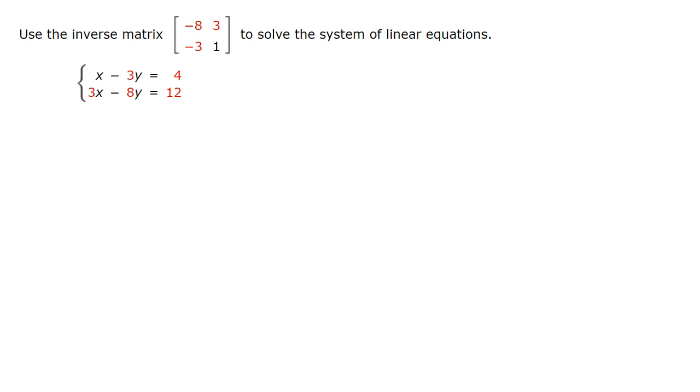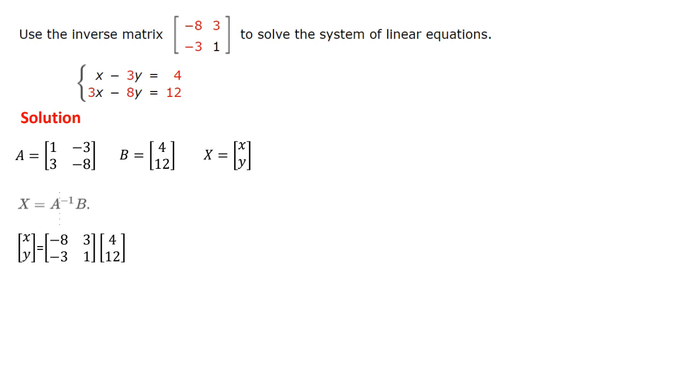So what we need to get from here is your A matrix is your coefficients. So notice that's just 1, -3, 3, and -8. And then B is going to be your constants, 4 and 12. And then X is just your variables, X and Y. Now, once you have your A, then you do the work to get the inverse. Well, in this example, they already gave me the inverse, so I don't have to do that. But if they don't give you the inverse, then you would take A and apply the formula to get the inverse.